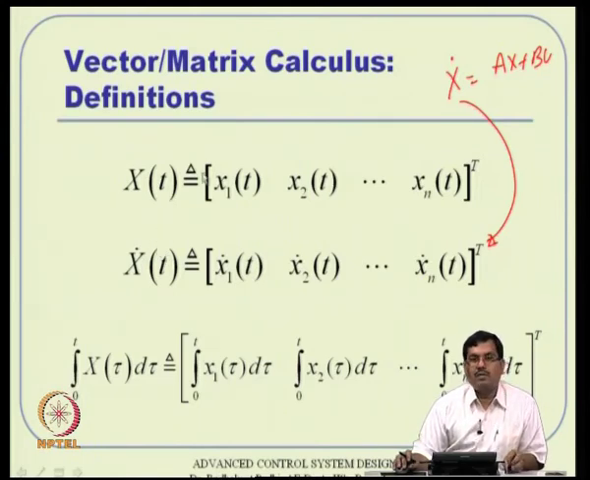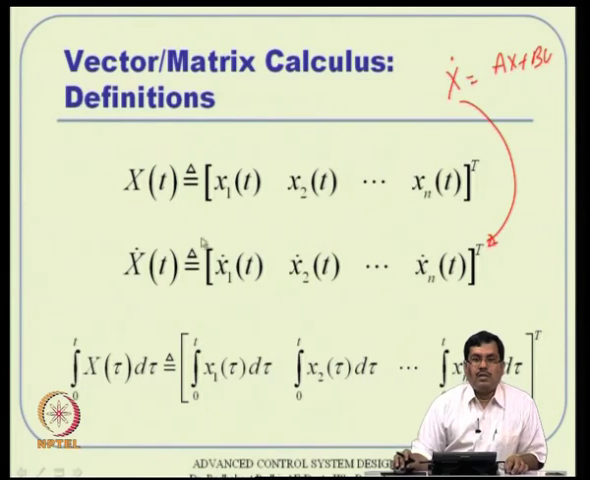By definition, if you have x1, x2, up to xn, then x dot is x1 dot, x2 dot, x3 dot, up to xn dot, simply by definition. Remember, these are all column vectors. I have just put them row by row and then made a transpose here. These are all column vectors. That is a default. Default notation is column vectors in control theory.